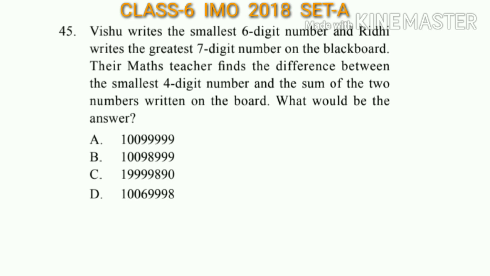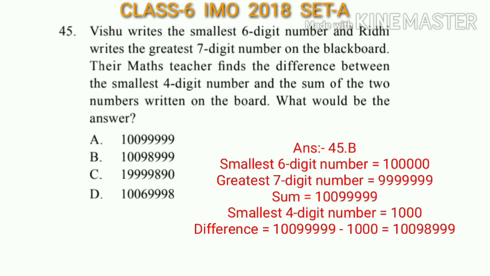Bisu writes the smallest 6 digit number. The smallest 6 digit number is 1 lakh and the greatest 7 digit number is 99,99,999. Their sum will be 1,99,999 and the smallest 4 digit number is 1000. So the difference will be 1,98,999. So the answer will be option B.